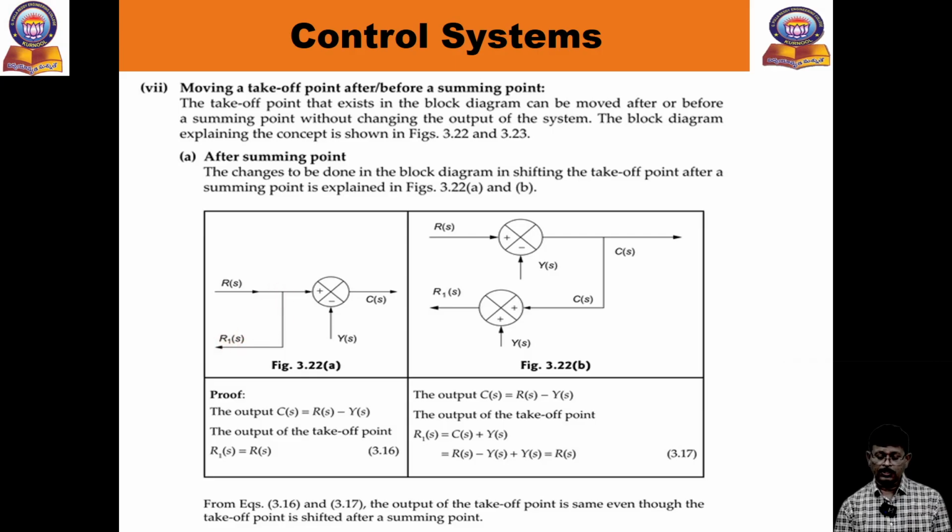Now I am shifting the summing point. Okay, here is the summing point. Now you can see the summing point is coming to here, and before, now coming by here. Then we add again this path, but with the sign plus and minus. Now see the proof. What is C of s equal to? C of s is equal to R of s minus Y of s. Okay, so R of s minus Y of s plus Y of s, so Y of s will cancel, and you get only R of s. So R of s will be the same value.